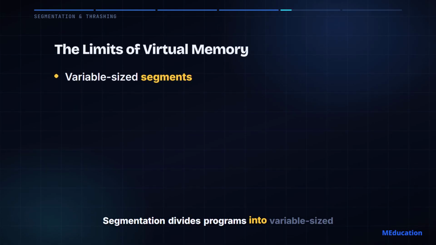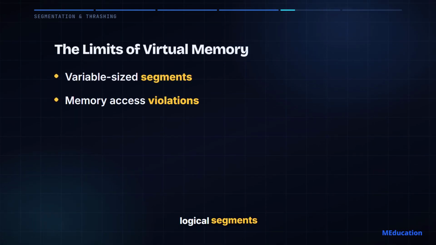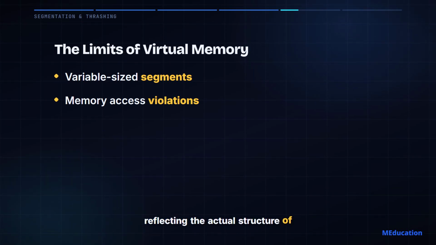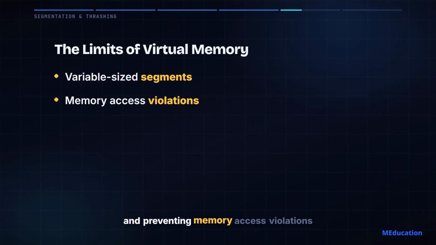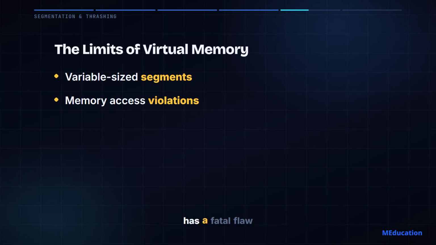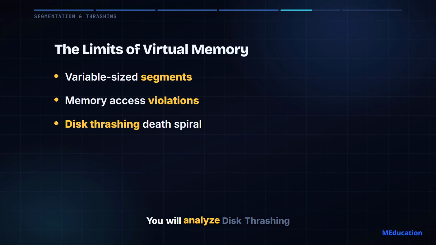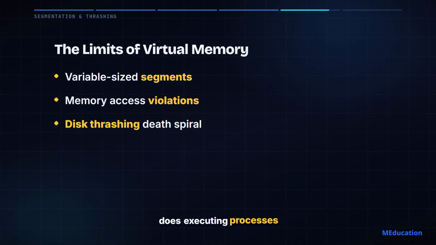Segmentation divides programs into variable-sized logical segments, reflecting the actual structure of your code and preventing memory access violations. But relying on secondary storage has a fatal flaw. You will analyze disk thrashing, the severe performance collapse that happens when a system spends more time swapping pages between RAM and disk than it does executing processes. You will learn exactly why this death spiral occurs and how the operating system responds.